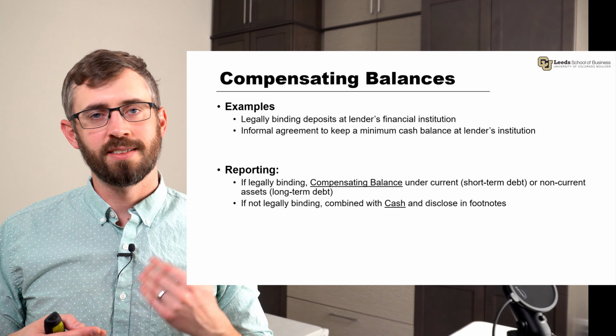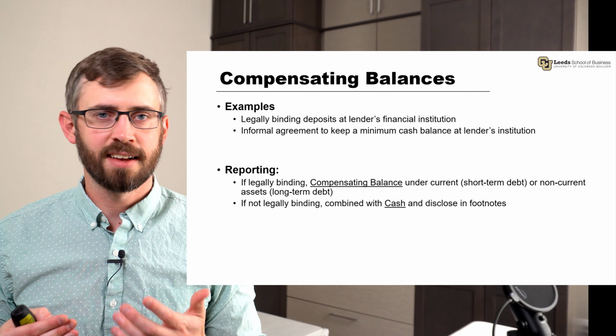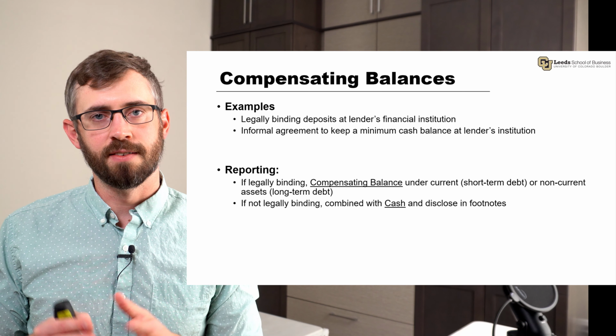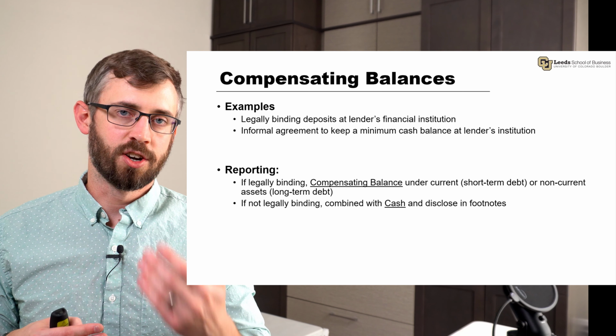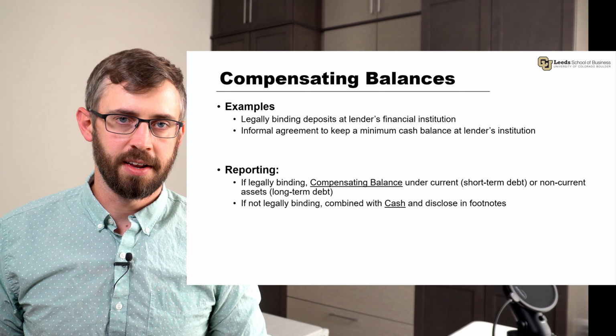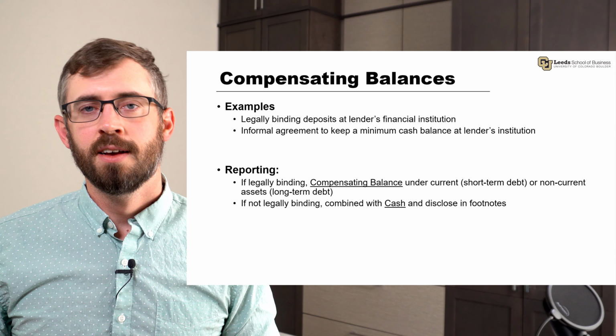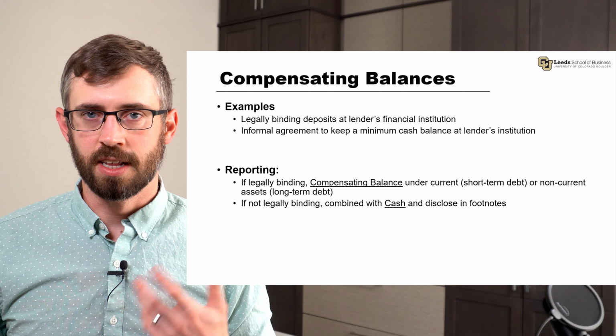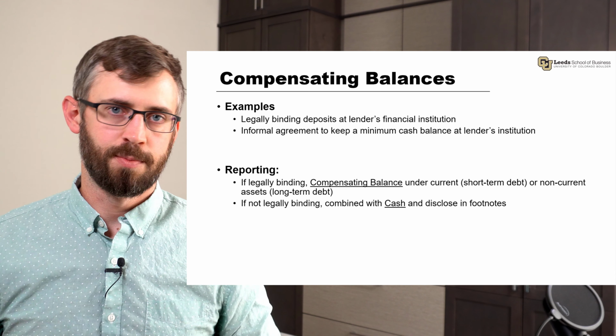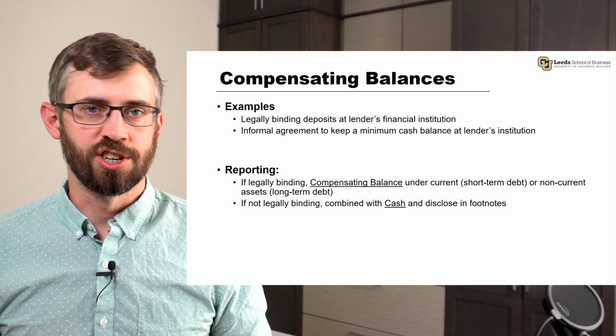Now, if this is a legally binding agreement, so this compensating balance is written out in the debt contract, then it would get reported separately under current or non-current assets, depending on whether the liability is a current liability or a non-current liability. Now, if this is just an informal agreement, so it is not legally binding, then it would potentially just get disclosed in the footnotes, but otherwise that cash balance would be reported with cash and cash equivalents.